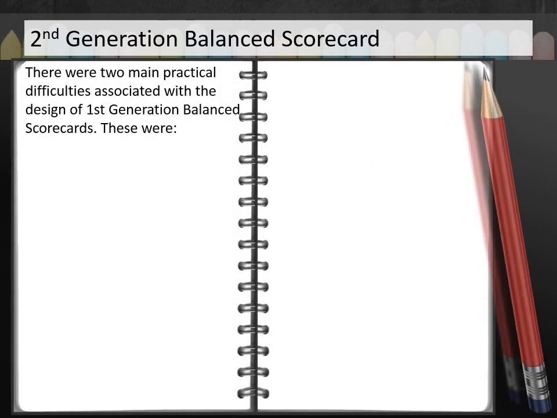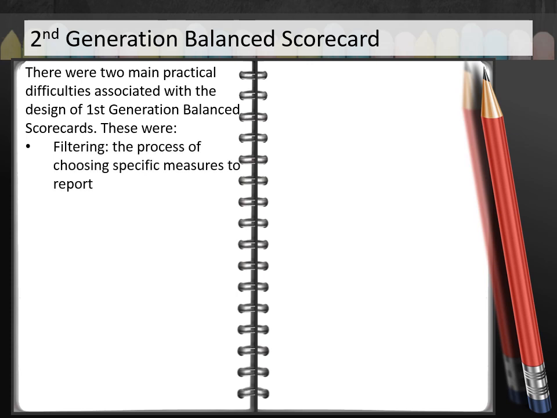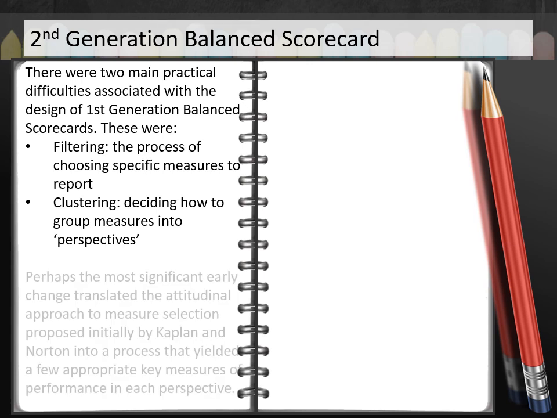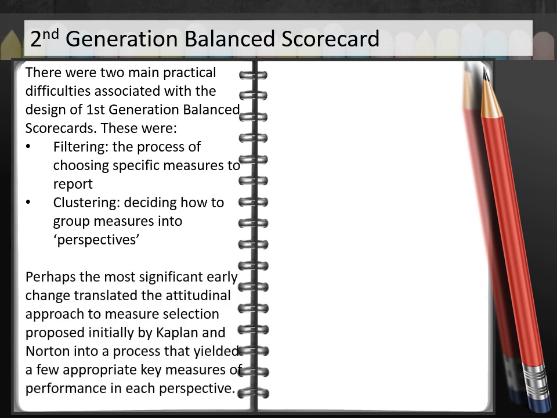There were 2 main practical difficulties associated with the first generation. These were filtering, the process of choosing specific measures to report, and clustering, deciding how to group measures into perspectives. Perhaps the most significant early change translated the attitudinal approach to measure selection proposed initially by Kaplan and Norton into a process that yielded a few appropriate key measures of performance in each perspective.